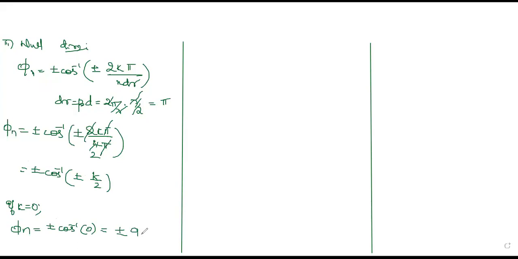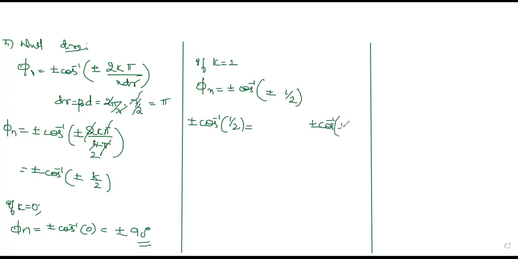90 degree. Next, if k is equal to 1, phi null is equal to plus or minus cos inverse of plus or minus 1 by 2. Now both the values you have here, cos inverse of 1 by 2 and cos inverse of minus 1 by 2. What are the values? Cos inverse of 1 by 2 is 60, and minus 1 by 2 is 120. Okay, so 60 and 120.